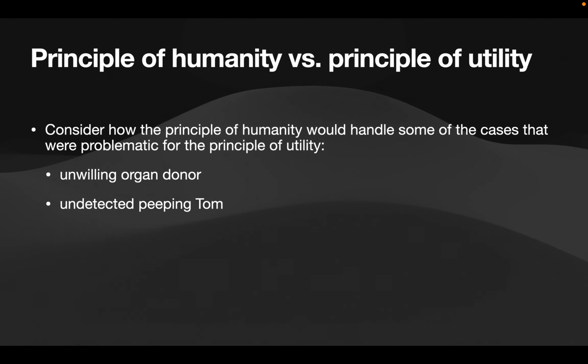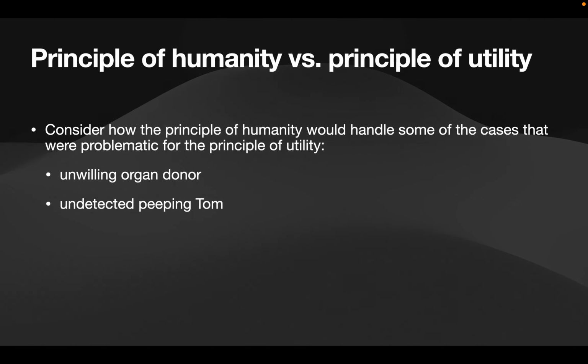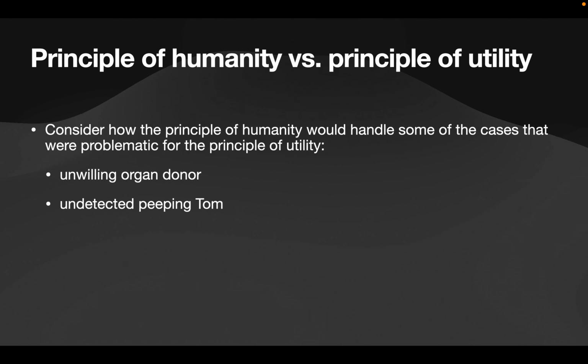Those people are being used, in a way lied to or manipulated, because they don't know that they're being watched by the peeping Tom. If they did, of course, they would take actions to stop it. But it seems like the peeping Tom is using those people that he's spying on as a mere means to his own end of whatever, pleasure. So again, here are two really problematic cases for the principle of utility, but you see how the principle of humanity easily handles them.